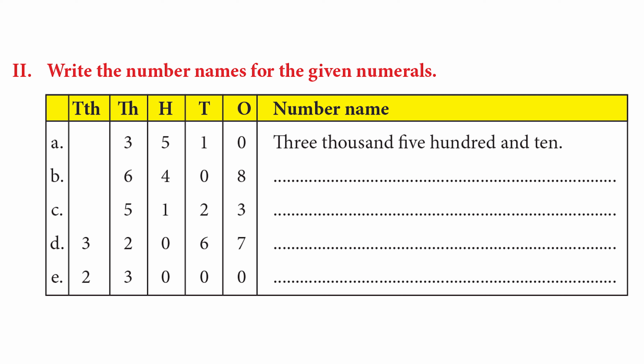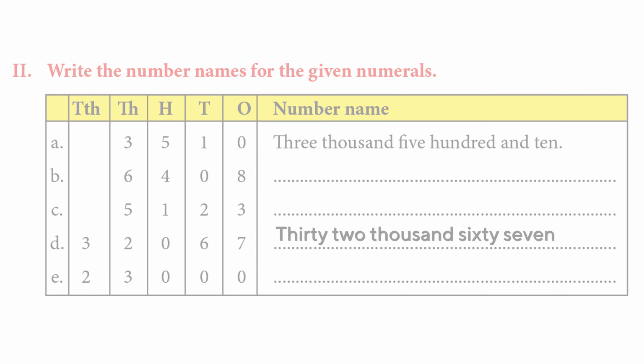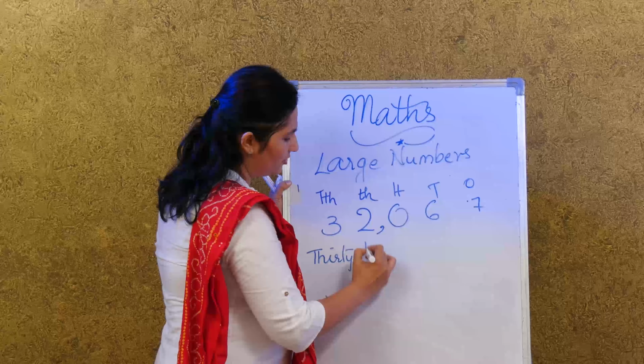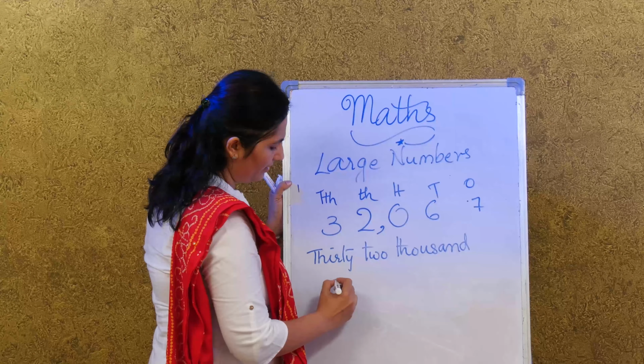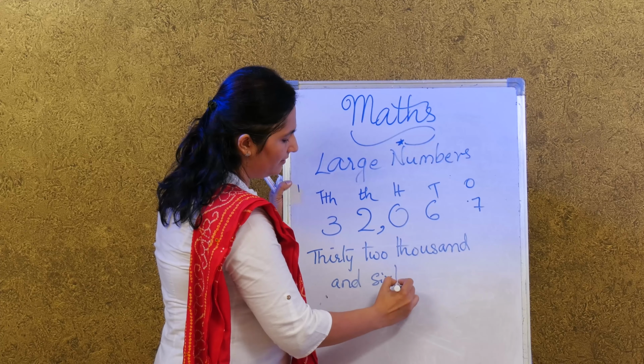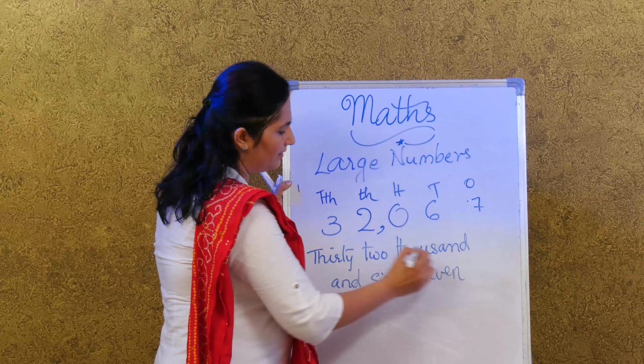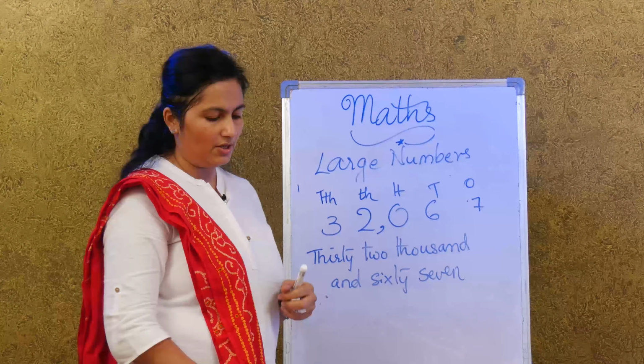There is 3 in the 10,000, 2 in the 1,000, 0 in the hundreds, 6 in the tens, and 7 in the ones. So we get the answer, because it's 5 digit, remember, 32,067. There's 0 in the hundreds place, so we will have to say 32,000 and 67. 32,067 would be your answer.